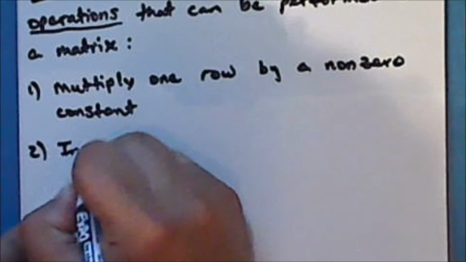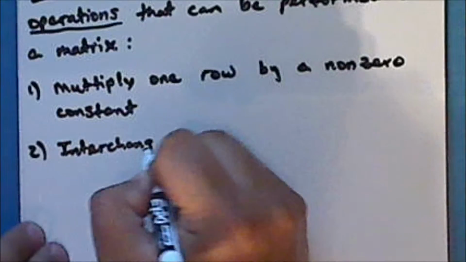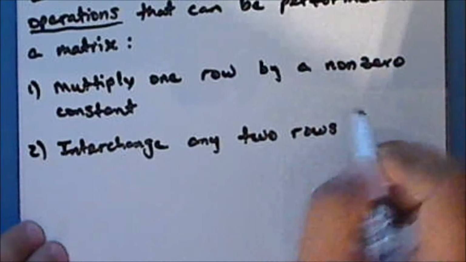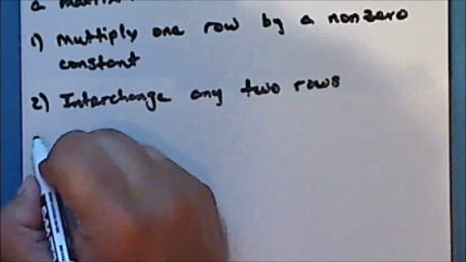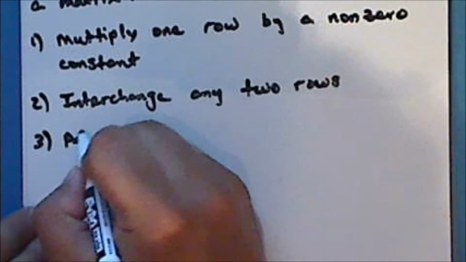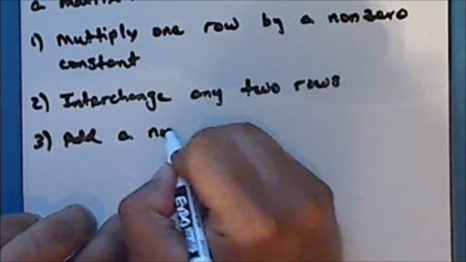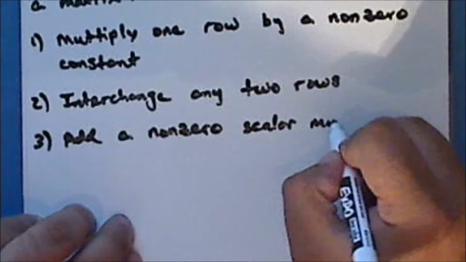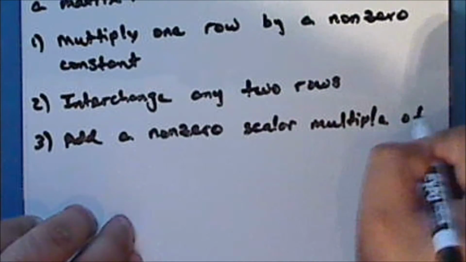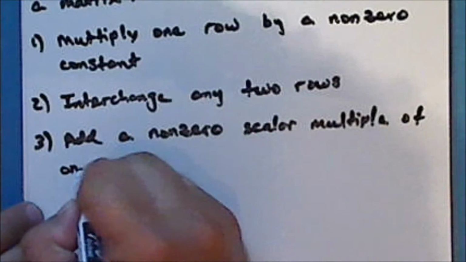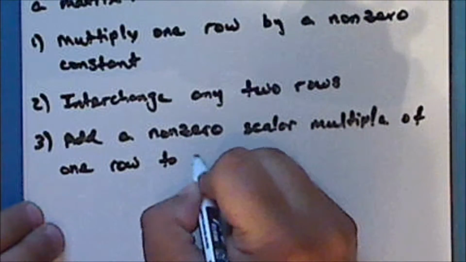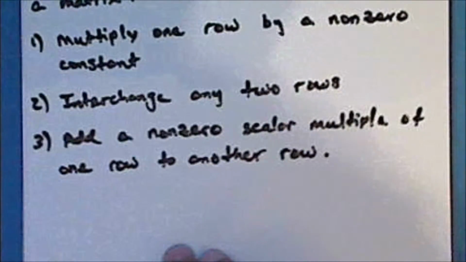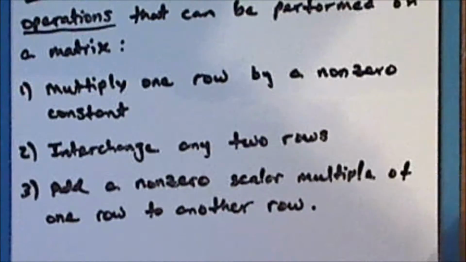The second is that we can interchange any two rows, and third, we can add a non-zero scalar multiple of one row to another row, and these are the three row operations that we call elementary row operations.